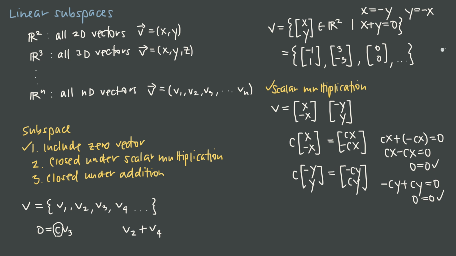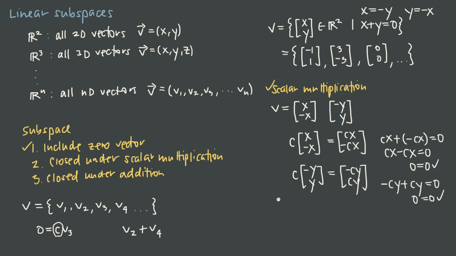And as you can see, that of course means that it includes the 0 vector, because if I take the vector 0, 0 in the set V, that means that x plus y equals 0, 0 plus 0 equals 0, or 0 equals 0. That's true. So the 0 vector meets this condition. It's also included in the set.